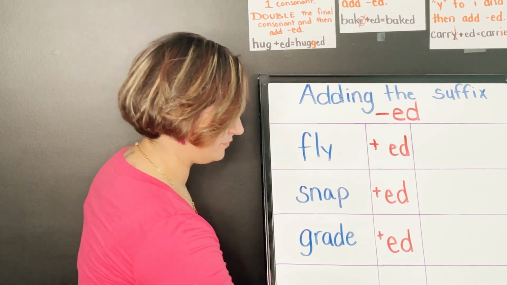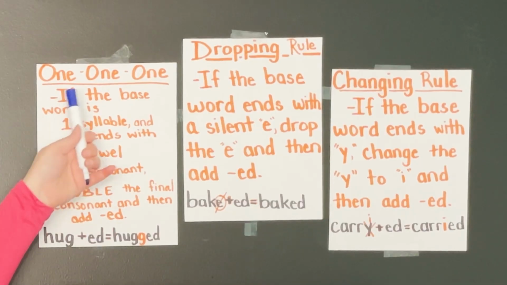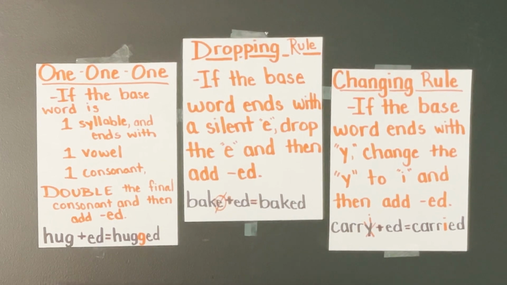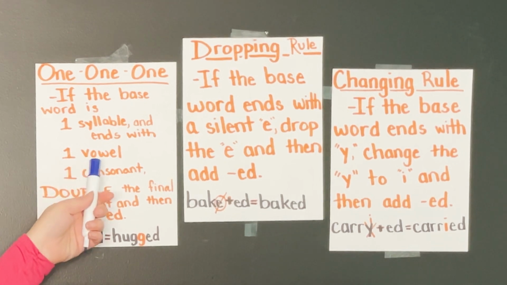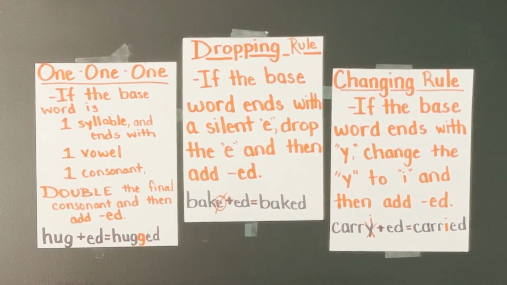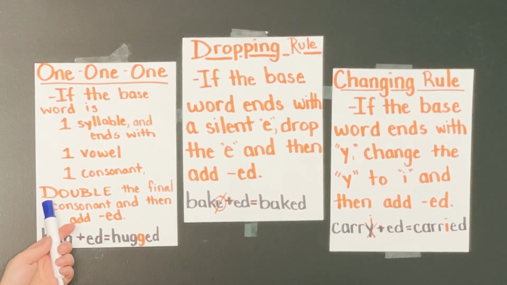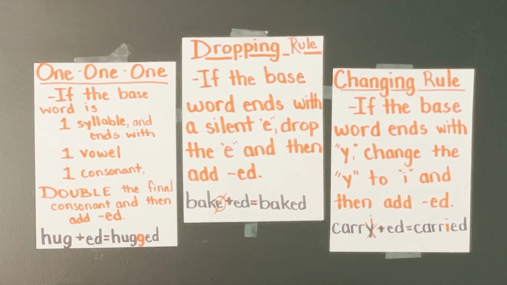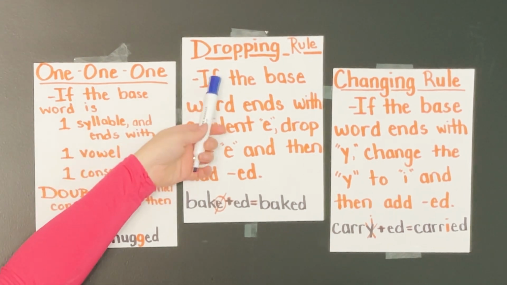All right, scholars, let's review the rules that we learned when adding the suffix ED to a word. We have the 1-1-1 rule. Do you remember what that was? If the word is one syllable and it ends with one vowel, one consonant, what do we got to do before we add ED? Double. Nice. We need to double the final consonant. Great job.